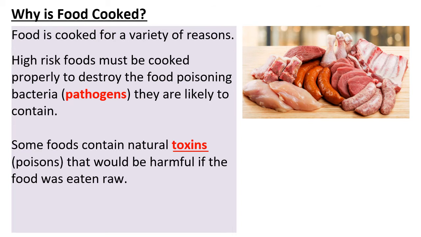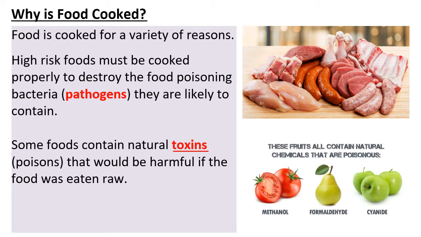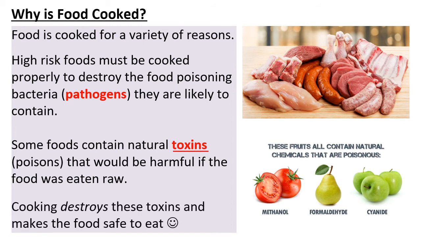Some foods contain natural toxins and poisons that would be harmful if the food was eaten raw. They're in minuscule amounts, and I did get this one from a social media site which says that all these fruits contain natural chemicals that are poisonous but they're in minuscule amounts. The cyanide in the apples, that is mainly coming from the pips and the seeds that are within the apples. But in hindsight, cooking destroys these toxins and makes food safe to eat.